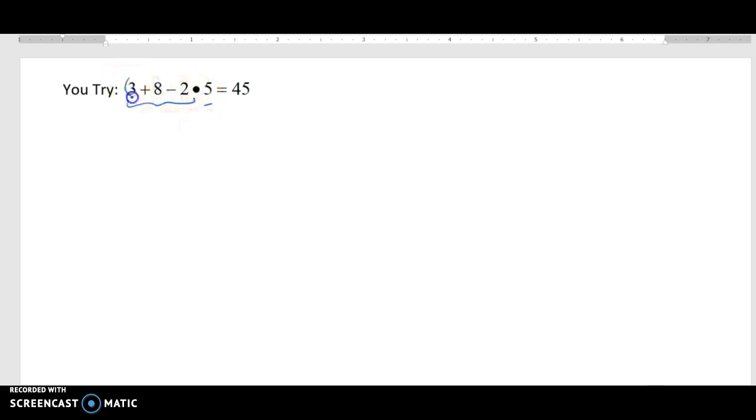So what could I do? I'm going to put parentheses around this to make sure that whole thing gets simplified, because that would be 9. 9 times 5 is 45. So grouping symbols would be here and here.